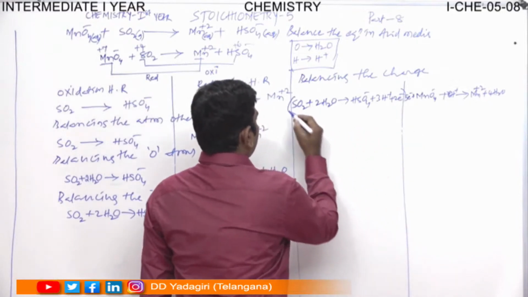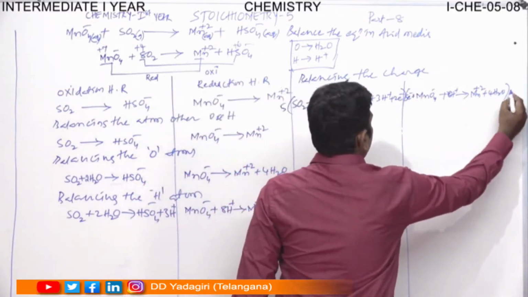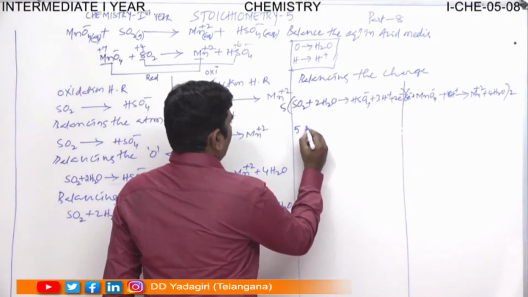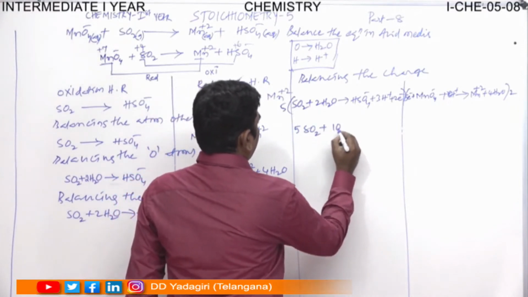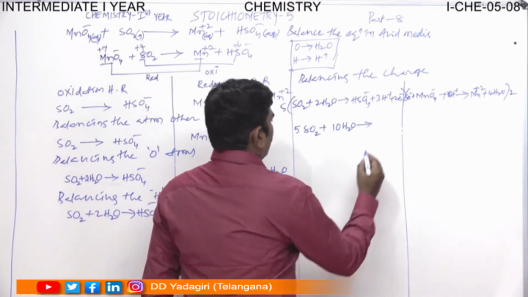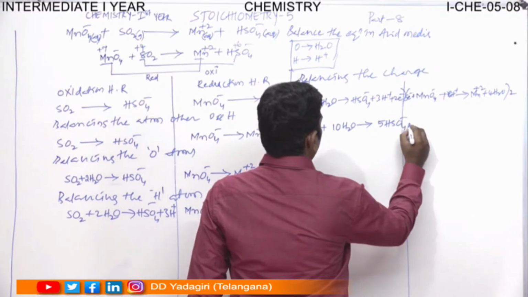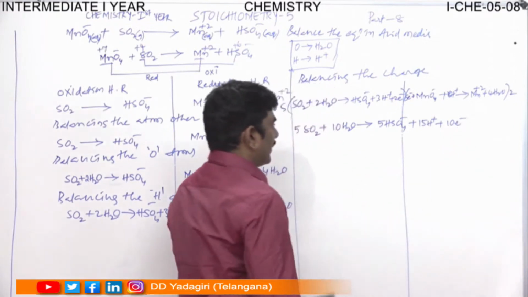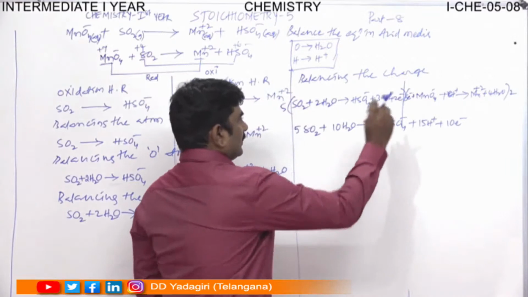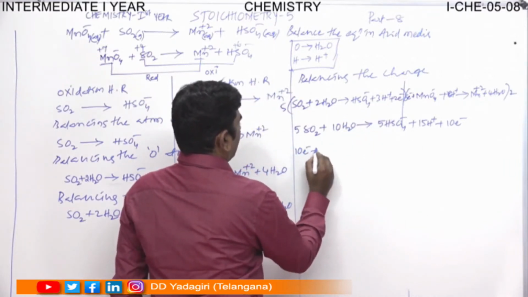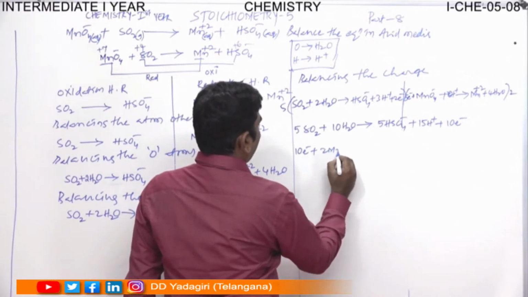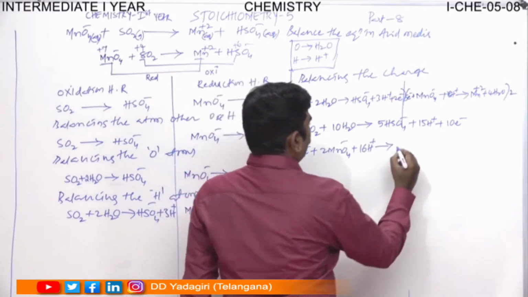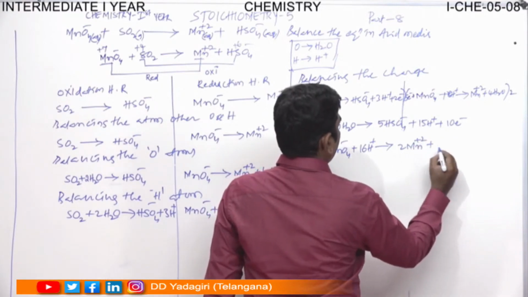So I am multiplying this equation with 5 and this equation with 2. So what answer do we get here? 5SO2 plus 10H2O give 5HSO4 minus plus 15H plus plus 10 electrons. And there, 10 electrons plus 2 MnO4 minus plus 16H plus will give 2Mn2+ plus 8H2O.